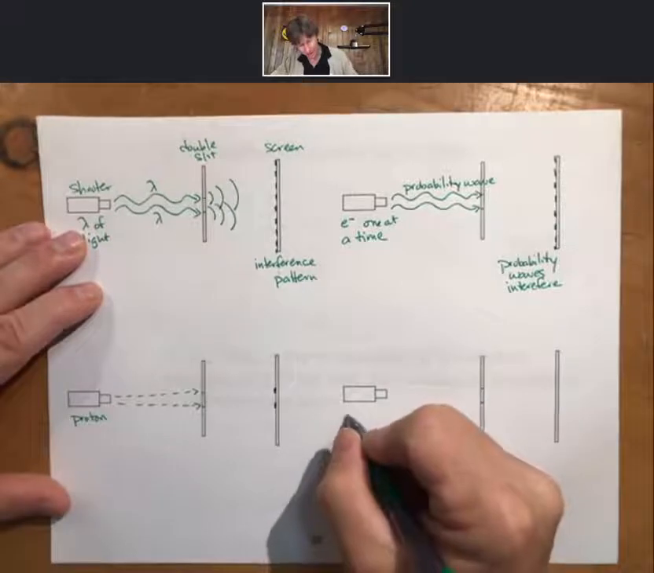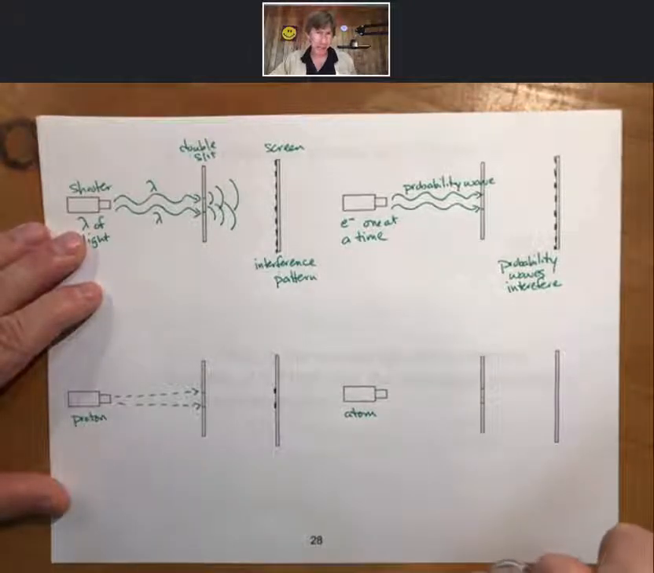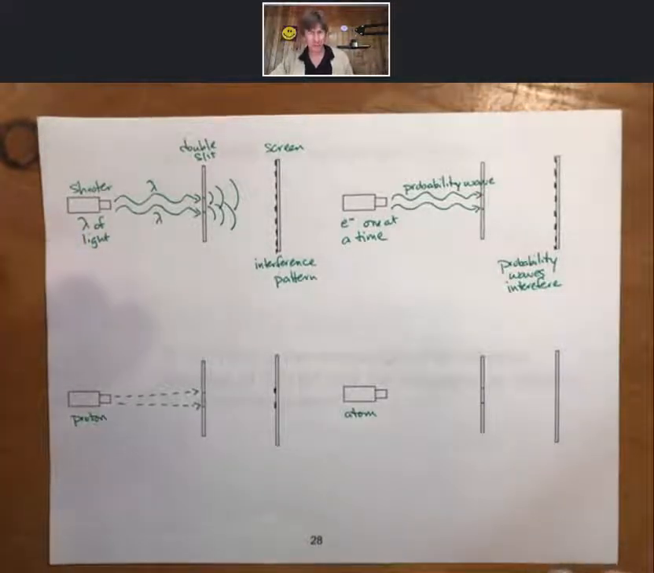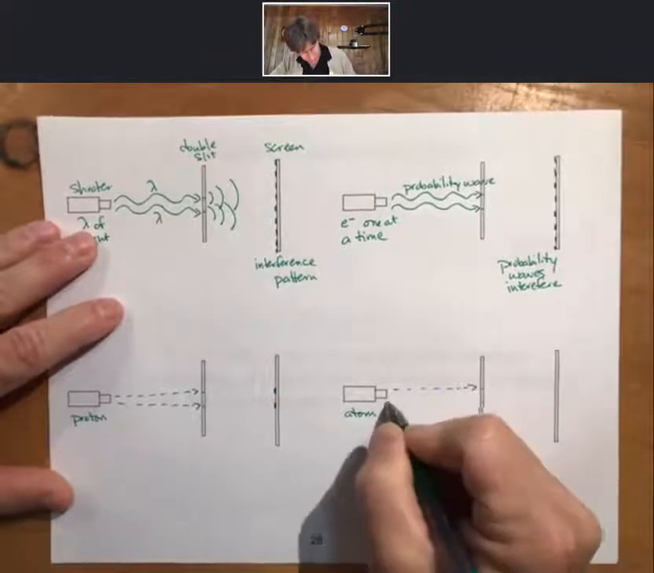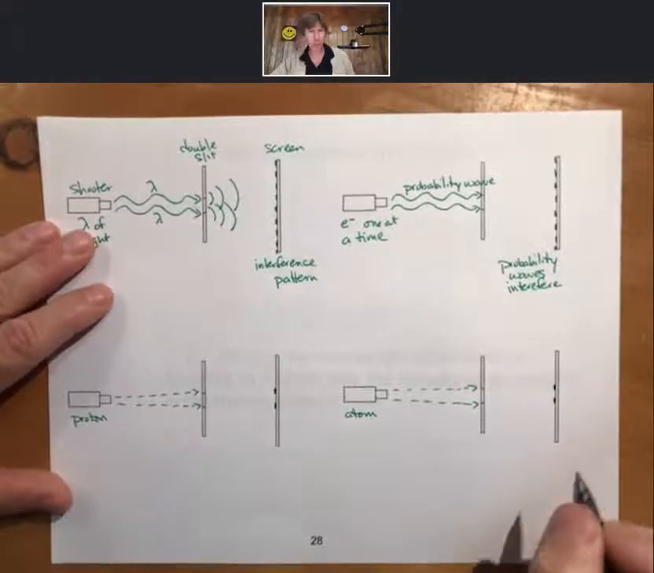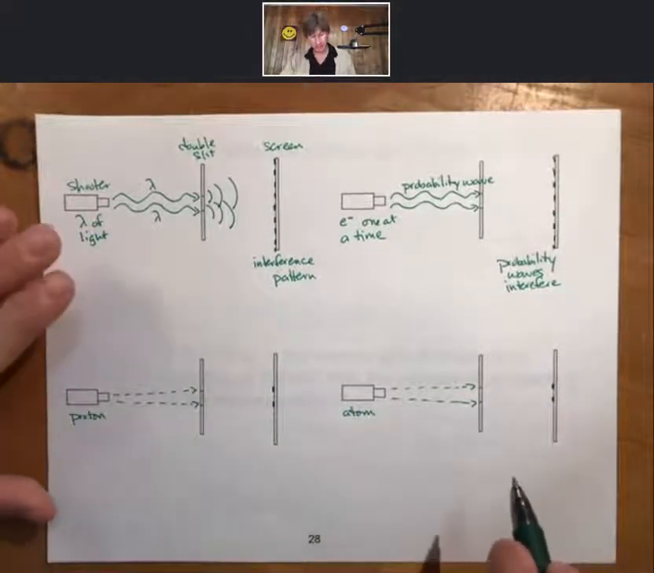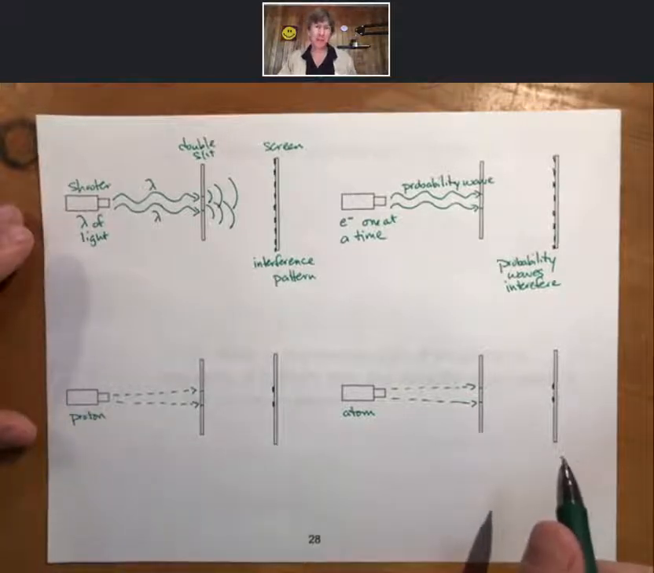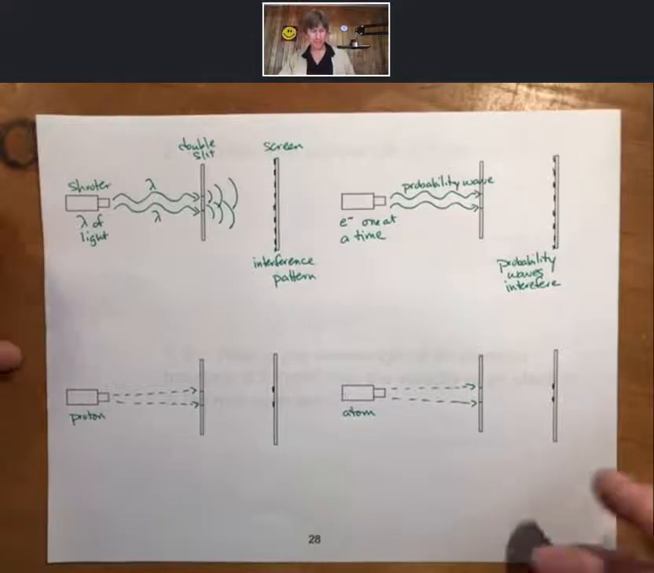And let's see, atom. Because any atom is going to be heavier than 1 proton, except a hydrogen atom, but any other atom, no interference, straight particle-like behavior. And there's 4 examples of the double slit experiment and what you would see on a screen.